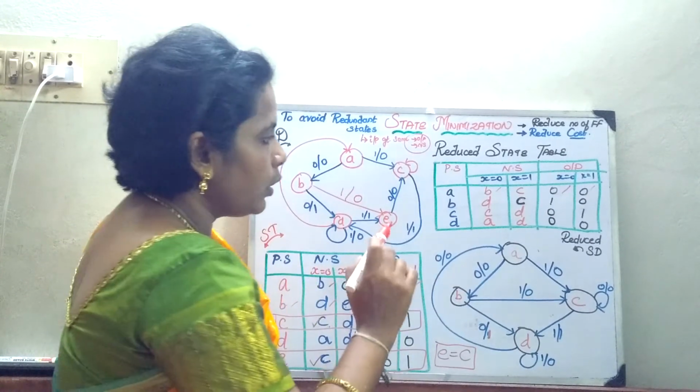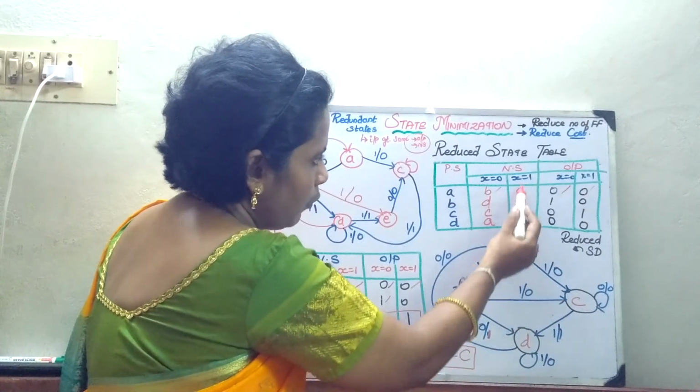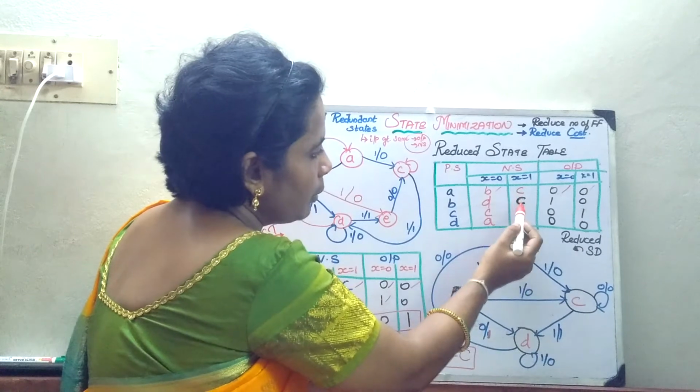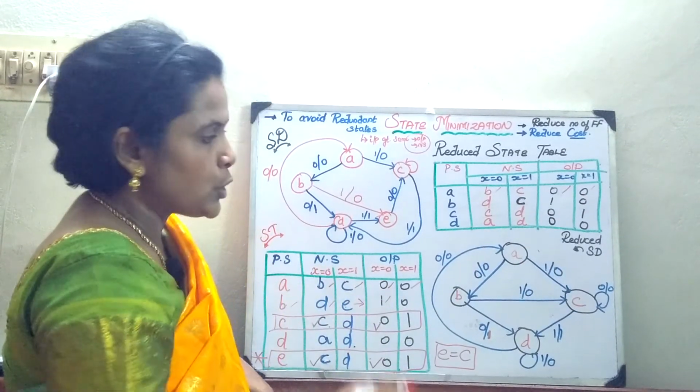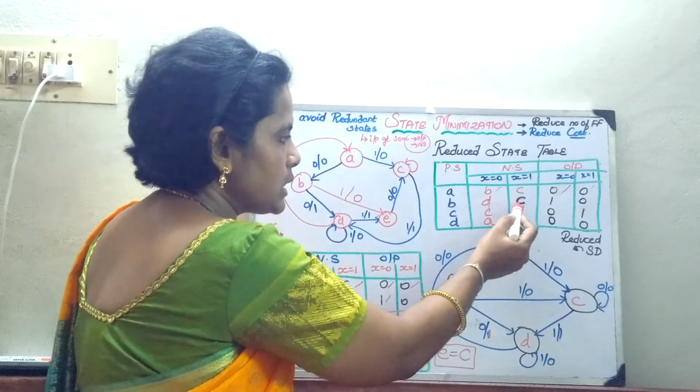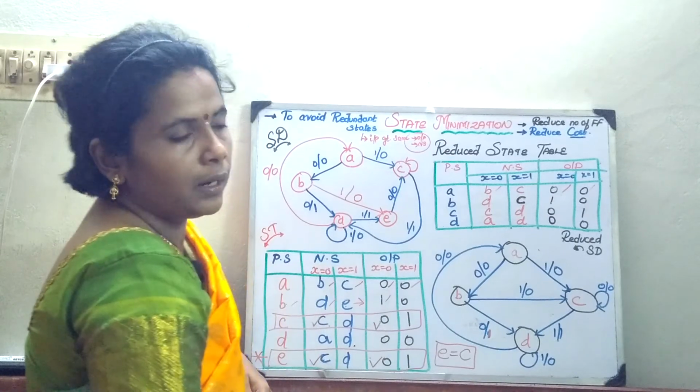Okay. So now B goes to C. The next condition is B goes to C when my x is 1. When x is 1, the output is 0. So in this fashion you have to see that E has been replaced by C. In this fashion you have to frame your diagram.